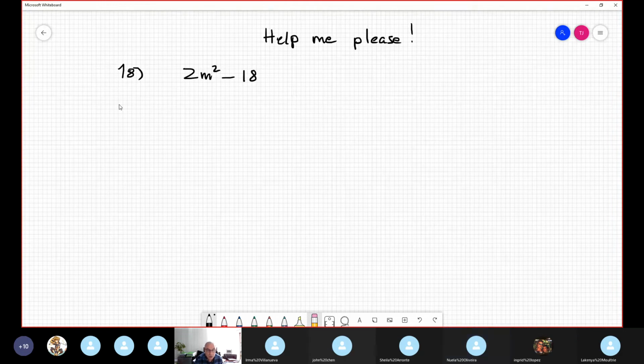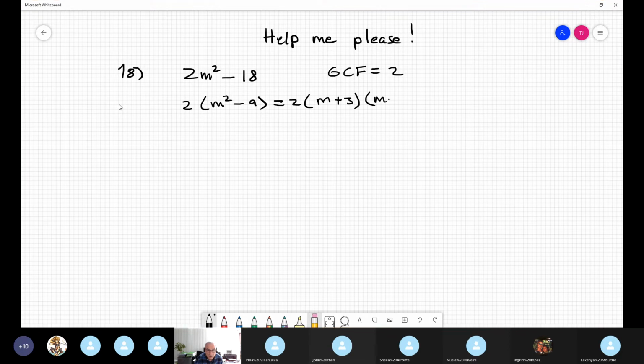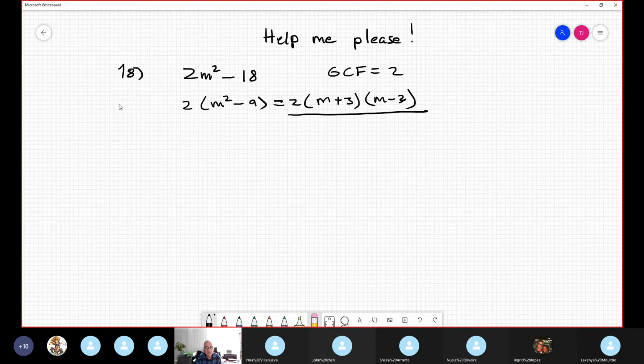Wow, I don't understand anything. I suppose that you say GCF, no? What is the GCF? 2, Professor. 2 times m squared minus 9. Do I stop or continue? You can continue. Of course you continue, because I can see clear like water, this is the difference of squares. And the factorization is 2 times (m plus 3)(m minus 3). It's the difference of squares. And this is my final answer.